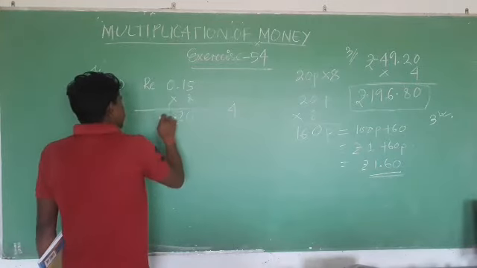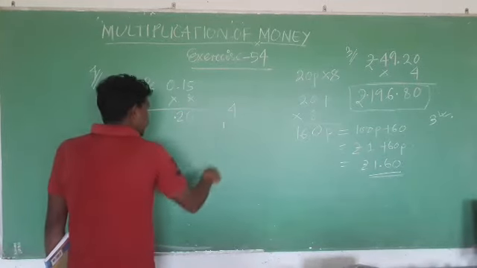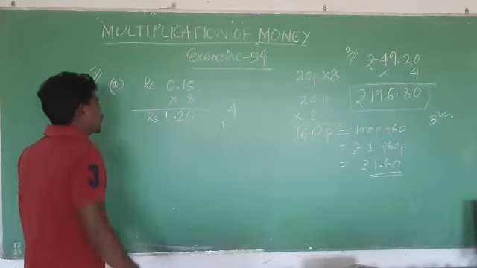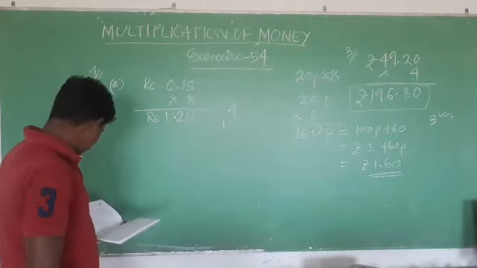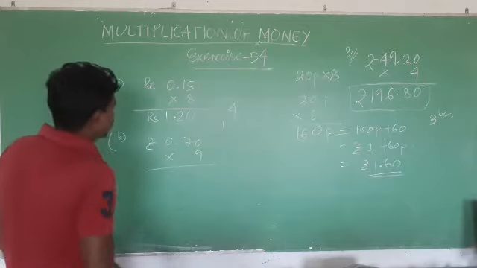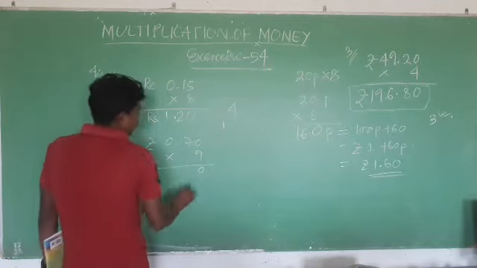Now 8 0 ja 0 plus 1, 1. So this is rupees 1.20. Okay. Similarly, question number B, rupees 0.70 into 9. See, 9 0 ja 0.